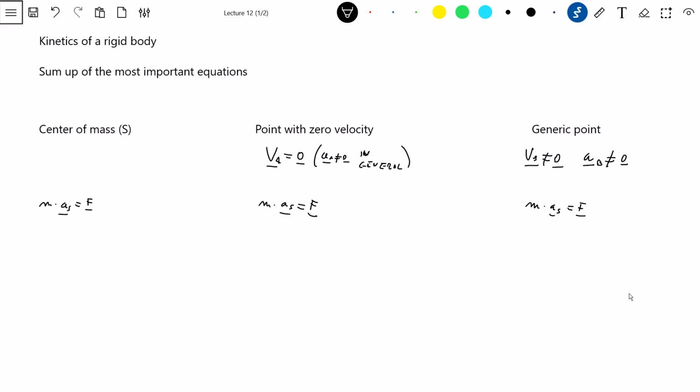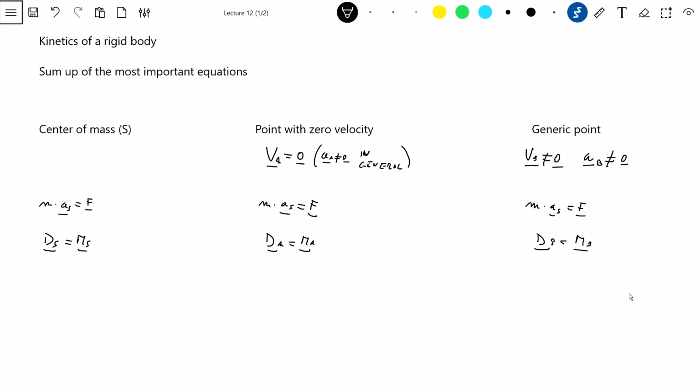Now let's see the kinetic moment. So dS is equal to MS. And this is also part of the basic law, the principal law of dynamics. But this is valid for any point. So we have dA is equal to MA, and we can have also with respect to a generic point B, dB is equal to MB. The only thing is that dS, dA, and dB are not the same in the three cases.